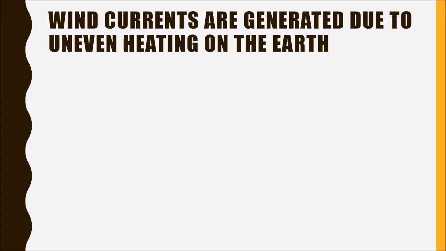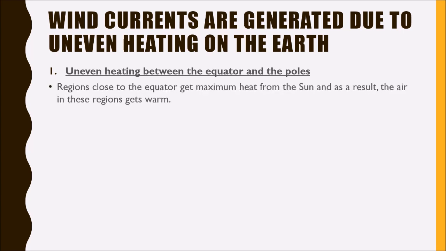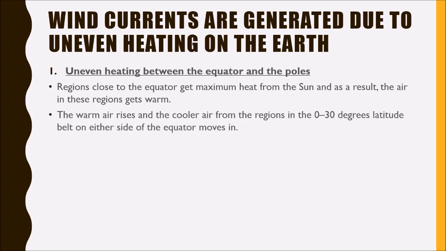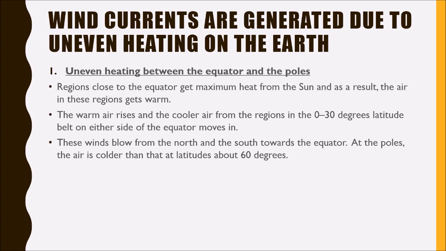Now let's find out how wind currents are generated. These wind currents are generated due to uneven heating on the earth. Let us take the first situation, uneven heating between the equator and the poles. Regions close to the equator get maximum heat from the sun, and as a result the air in these regions gets warm. The warm air rises and the cooler air from the region, that is about 0 to 30 degrees latitude belt, on either side of the equator moves in. These winds blow from the north and the south towards the equator.